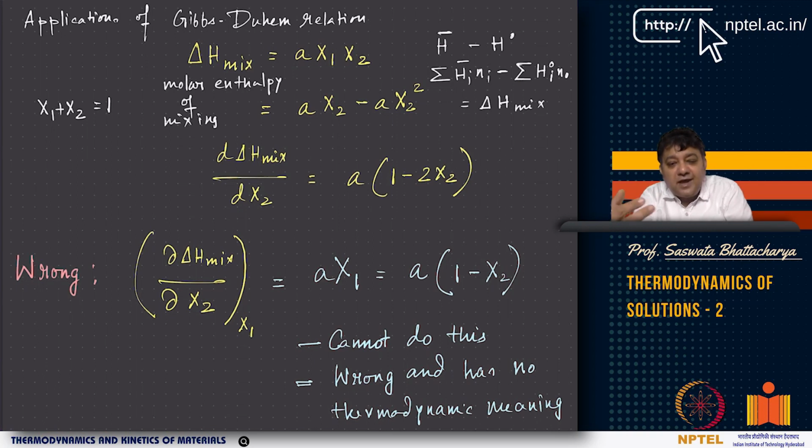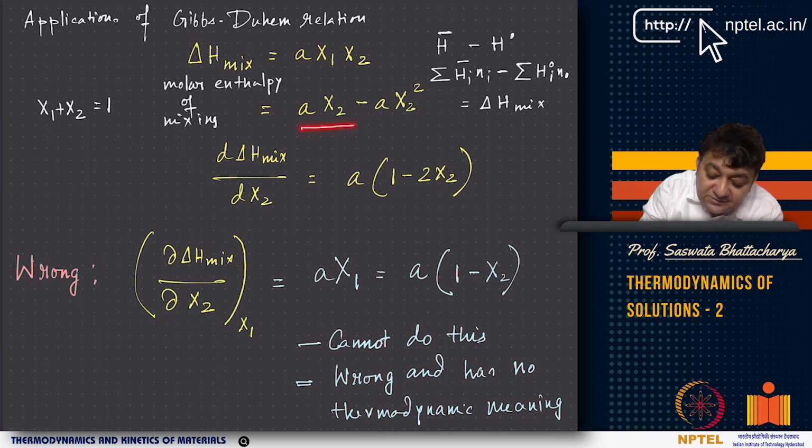However, when I do n1 and n2, then I can take out some n2, I can add some n1, that is possible. But here, if I want to change x2 by fixing x1, which is an impossible task, you cannot do this, and it is wrong, and it will give you a wrong result. So you have to find out d delta H mix dx2, which comes out from this expression.